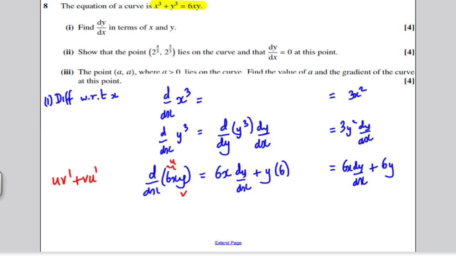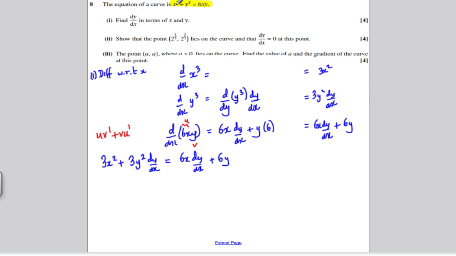Now I know the differential of this plus the differential of this is equal to the differential of this. So let's write that down. 3x squared plus 3y squared dy by dx must equal 6x dy by dx plus 6y. That's just writing this equation having been differentiated. Now I'm going to collect all the dy by dx's on one side and everything else on the other. If I have dy by dx on this side, I've got 3y squared of them, subtract 6x of them, and on this side I would have 6y subtract 3x squared.